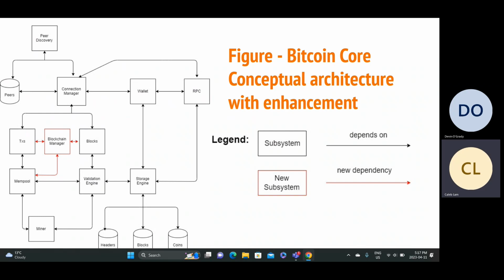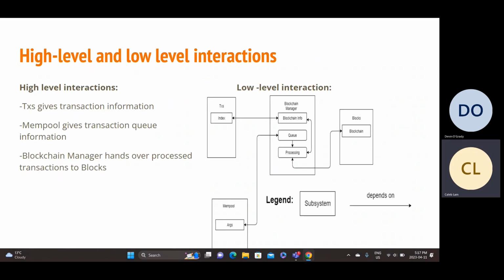So this is our new conceptual architecture added with our enhancements. As you can see, we have blockchain manager in the middle. Okay. So for the high-level interaction of this enhancement, we have TXS component gives the transaction information to the blockchain manager, and then the mempool gives out the transaction queued information.